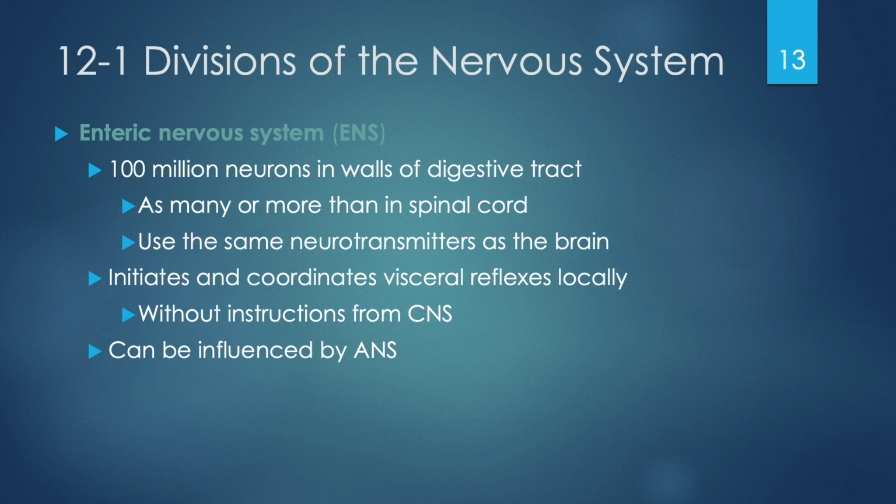The enteric nervous system, or ENS, is composed of 100 million neurons plus in the walls of the digestive tract, and there can be as many or more than that in the spinal cord. These use the same neurotransmitters as the brain does to coordinate information like visceral reflexes, and will initiate them and continue them. And it does this without instructions from the CNS. So the enteric nervous system is somewhat autonomous, though it can be influenced by the autonomic nervous system as well.